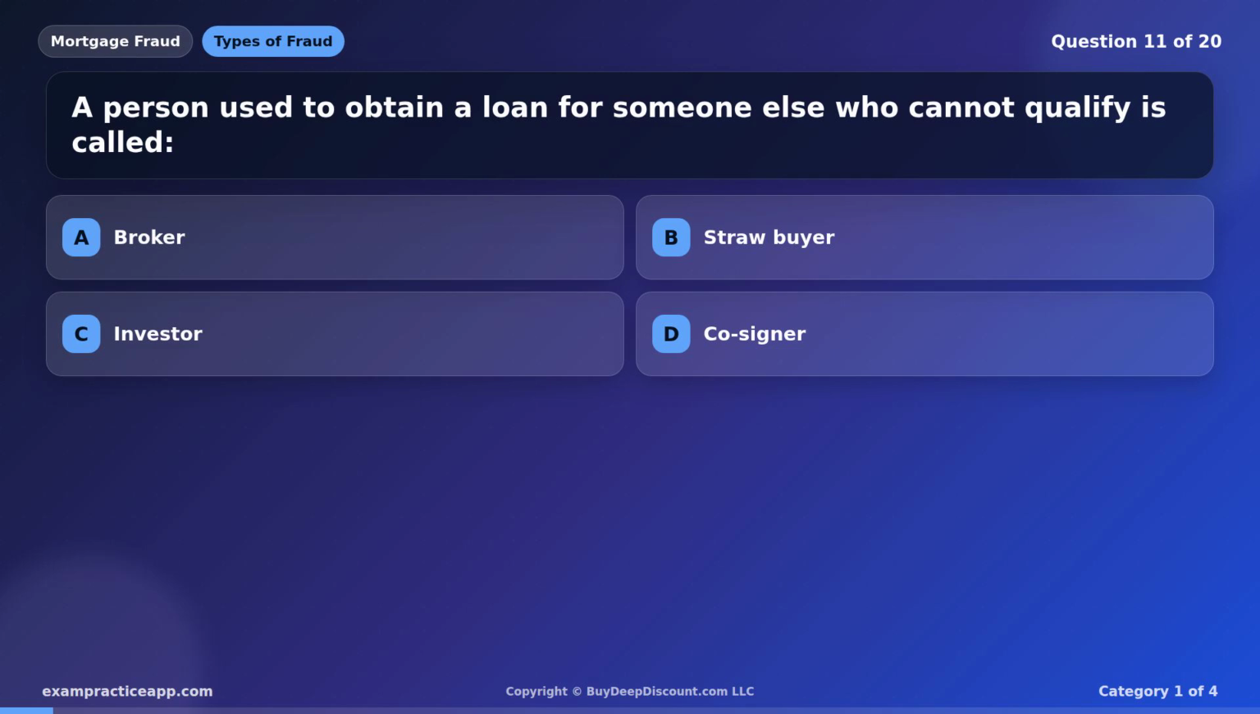Question 11. A person used to obtain a loan for someone else who cannot qualify is called: option A, a broker; option B, straw buyer; option C, investor; option D, cosigner. Take a moment to choose your answer. The correct answer is option B, straw buyer. Explanation: a straw buyer misrepresents who the true borrower is.